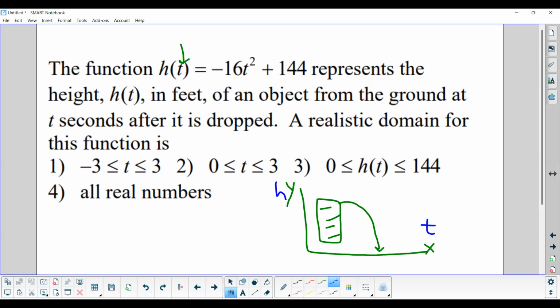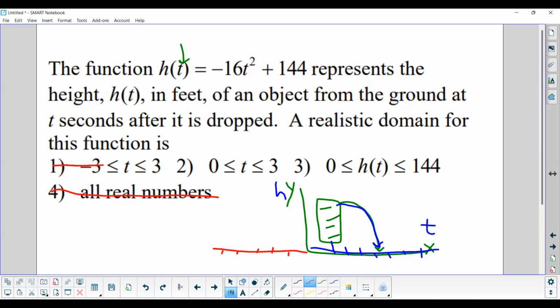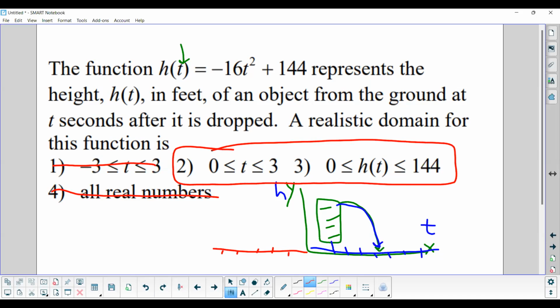So let's start thinking about, if I drop something from the top of a building, can I have positive time? Yes. Can I have negative time? No. So anything that has a negative number in it wouldn't be realistic. So we can't have this, because that's all of the numbers that you can think of. We can't have this because it has a -3 in it. And that leaves us between these two choices.